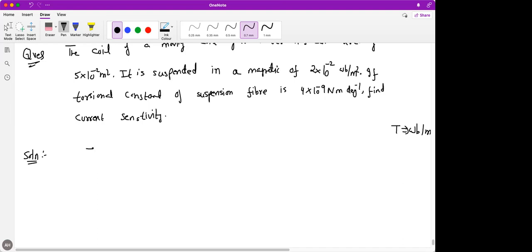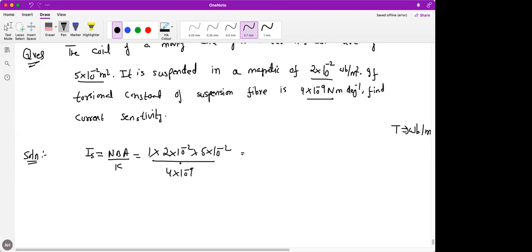See, this thing is straightforward. Current sensitivity is NBA by K. Just keep on substituting the values. Number of turns is not given, it's 1. Magnetic field is 2 into 10 raised power minus 2. Area is given, it's 5 into 10 raised power minus 2. Divided by K, which is 4 into 10 raised power minus 9. So this is 2.5 into 10 raised to the power 5.